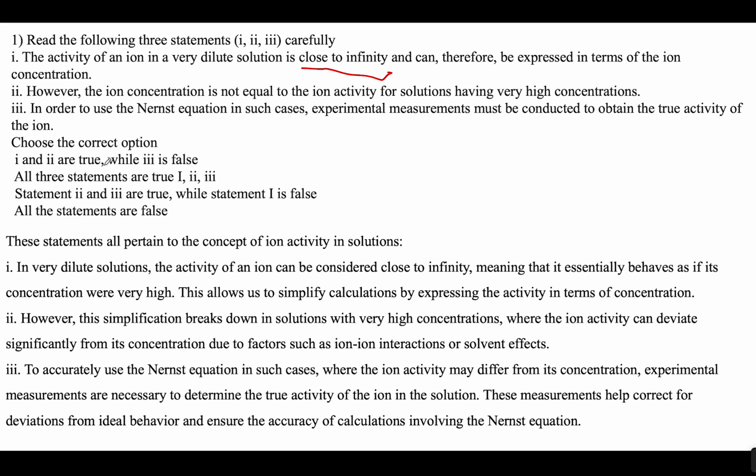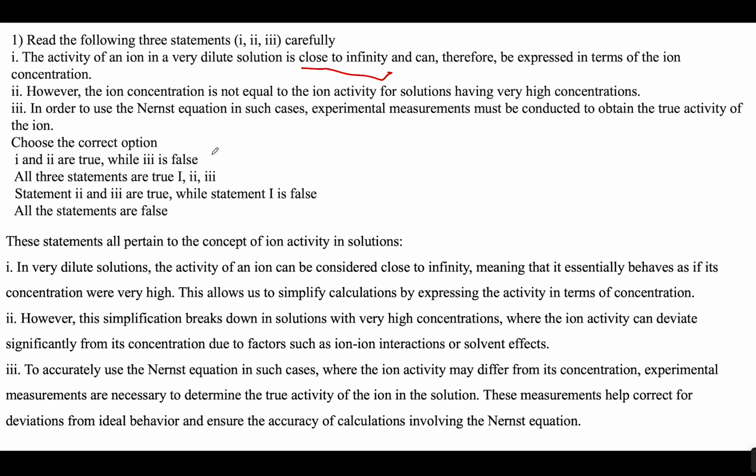The third statement is, in order to use the Nernst equation in such cases, the experimental measurement must be conducted to obtain the true activity of the ion. So based on these three statements, there are four options given. First option is 1 and 2 are true while 3 is false. The second option is all the three statements are true, 1, 2, 3. The third option is statements 2 and 3 are true while statement 1 is false. And option 4 is all the statements are false.